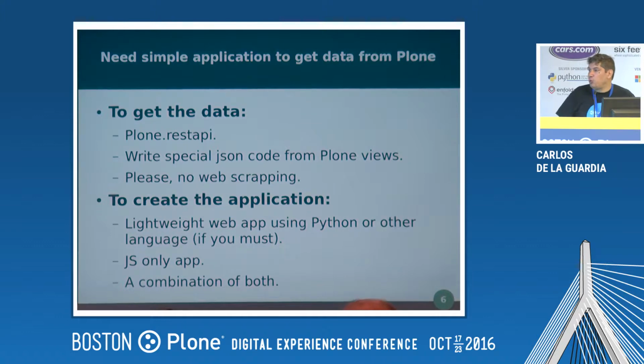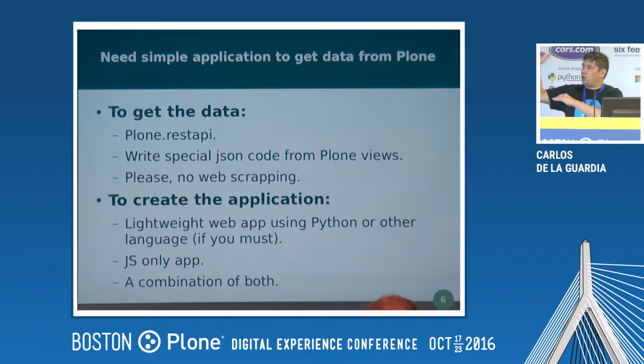Sometimes the information you want is not really accessible to Plone REST API, because you want, for example, a specific search, or you want to combine information from several sites. In that case, some things that we have done are getting into the Plone site, adding some views that are specifically for a JSON client, for example.